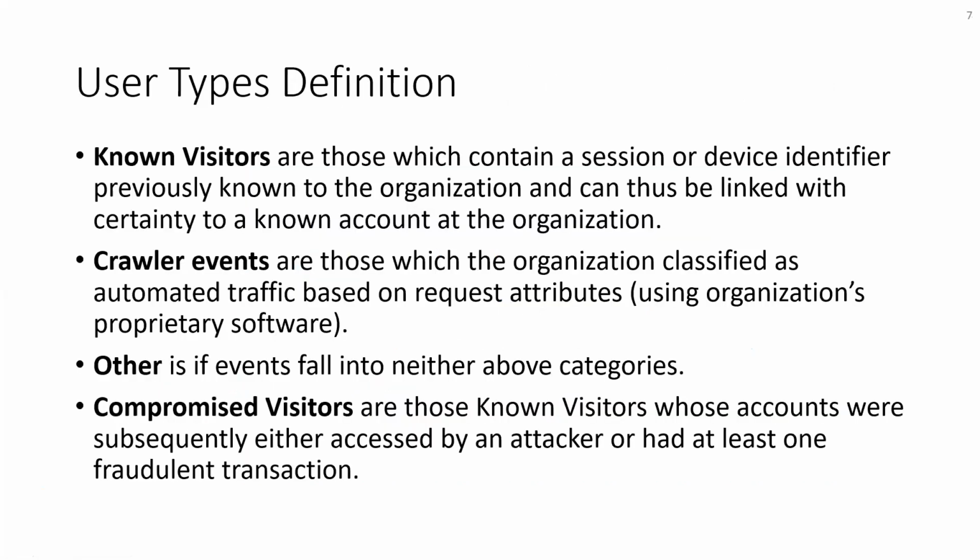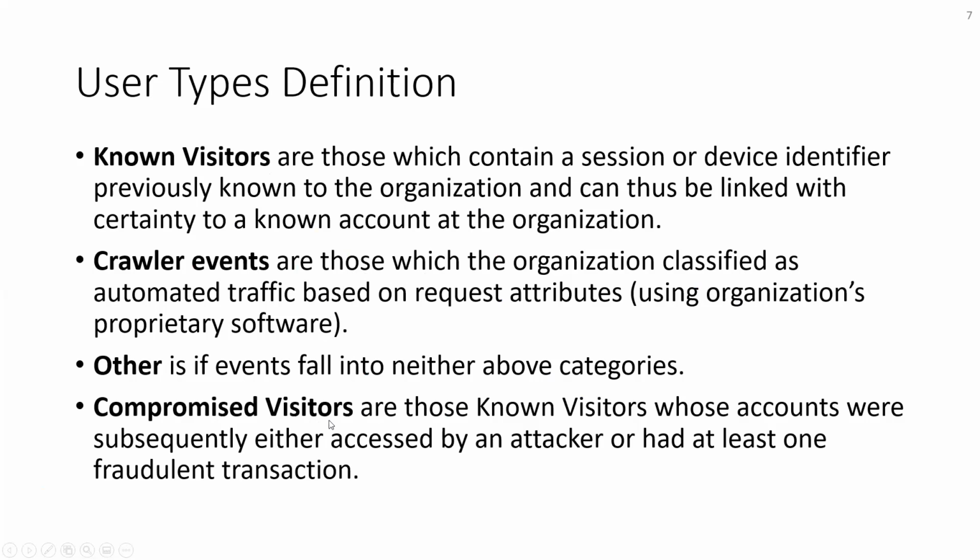Okay, so there are four types of users. The first one is known visitors. These are the visitors which contain a session or device identifier previously known to the organization, and thus they can be linked with certainty as a known visitor to the organization. Crawler events are those which the organization classified as automated traffic, using the organization's proprietary software. And others is if neither of them applies.